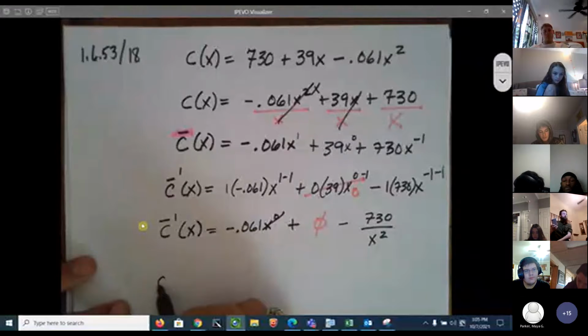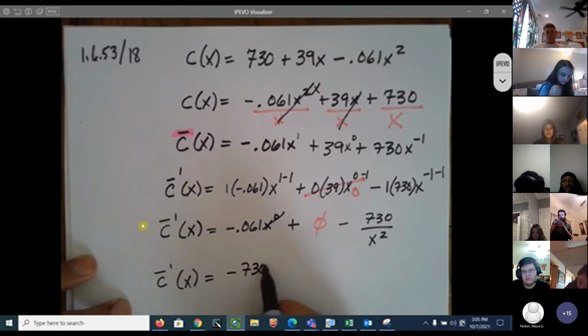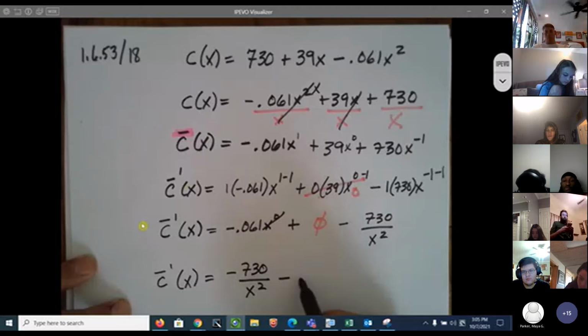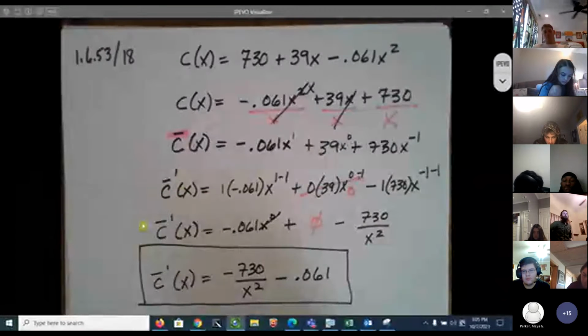C hat prime is equal to negative 730 over x squared minus 0.061. And that is your derivative of your average cost.